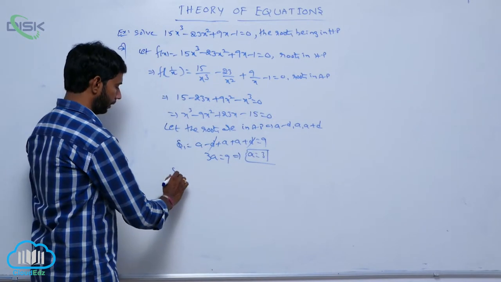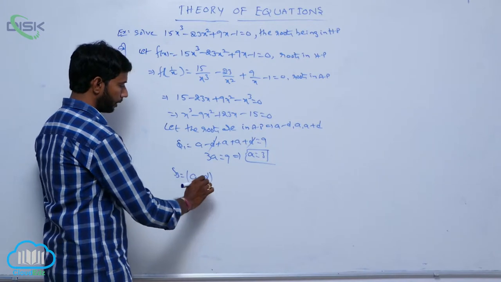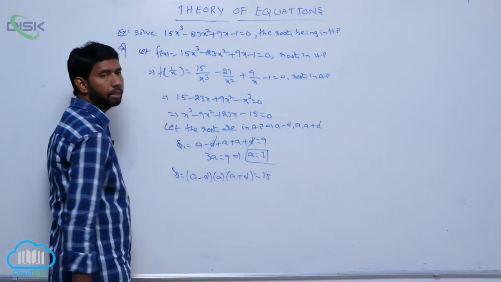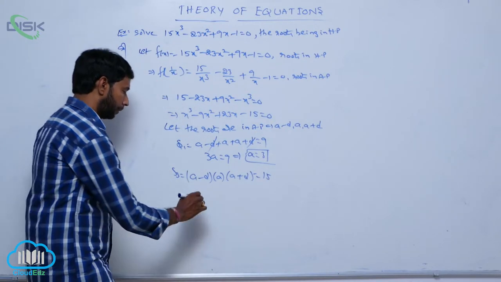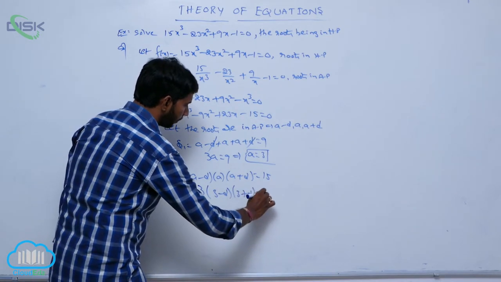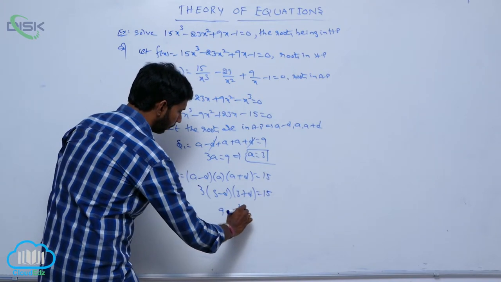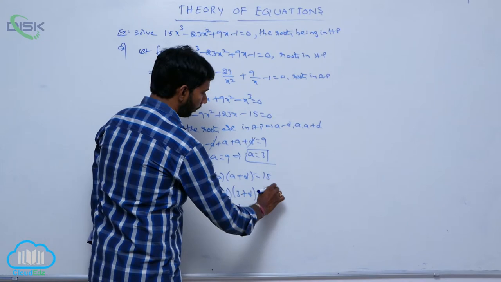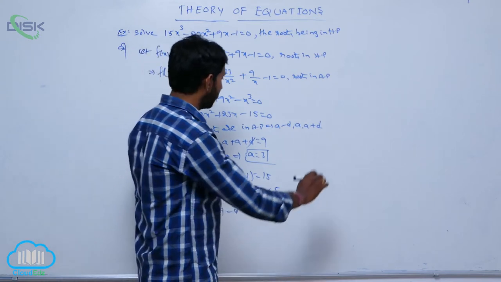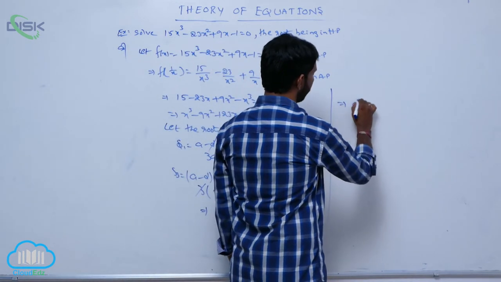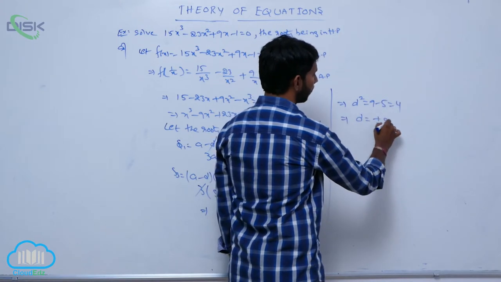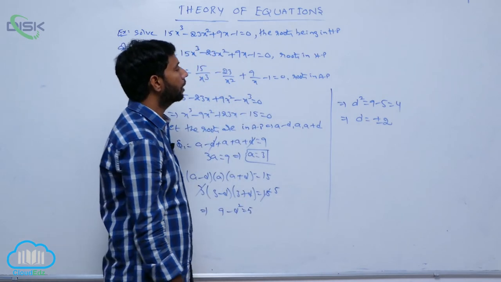And next to find S3. S3 means product of roots. That is a minus d times a times a plus d is equal to 15. That is 3 times 3 minus d times 3 plus d is equal to 15. That is 3 times 9 minus d square is equal to 15. Since 3 cancels 15 five times, 9 minus d square is equal to 5. That implies d square is equal to 9 minus 5 is equal to 4. That is d is equal to plus or minus 2.